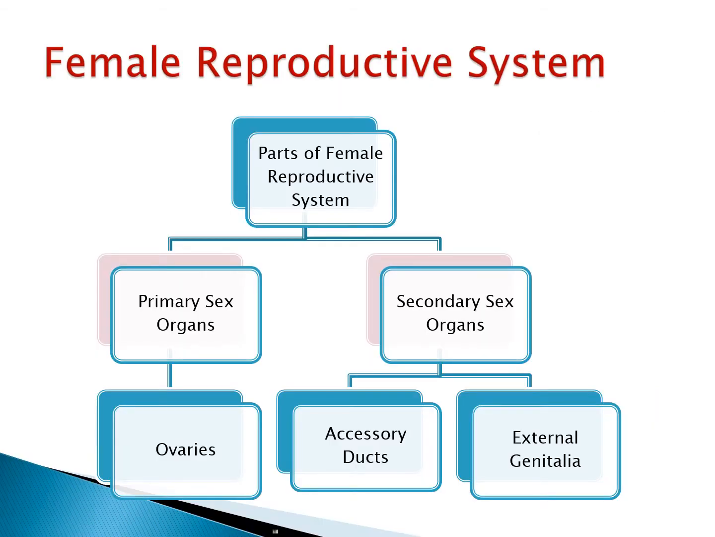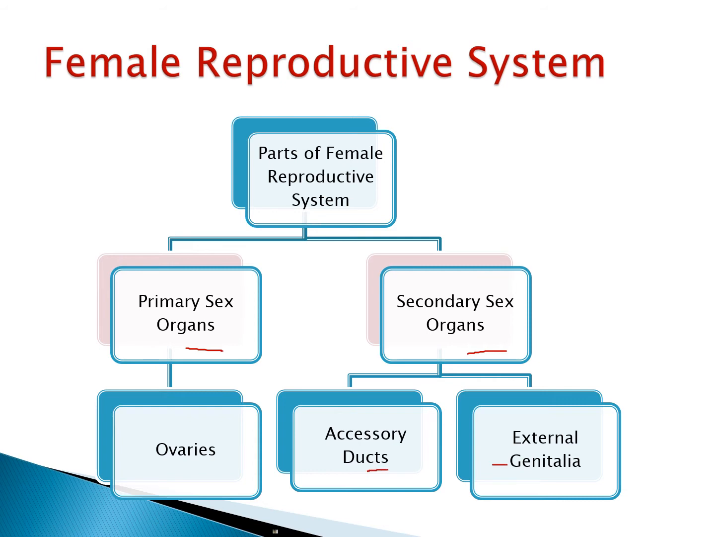Now coming to the parts of a female reproductive system. The female reproductive system consists of primary sex organs and secondary sex organs. The primary sex organ includes the ovaries, while the secondary sex organs include accessory ducts and external genitalia.